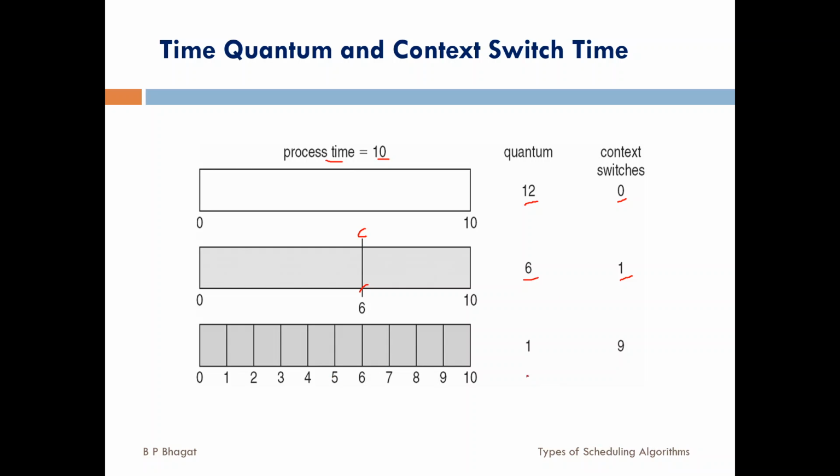Then if the quantum is 1, in that case the context switches will be 9. So here we can count that after every 1 millisecond quantum there is a context switch. In this way a total of 9 context switches will be there. So the time quantum should be neither too small nor too large. So this is all about priority scheduling and round robin scheduling. In the next session, we will discuss multi-level queue scheduling. Thank you.